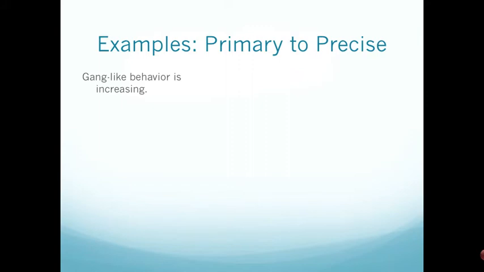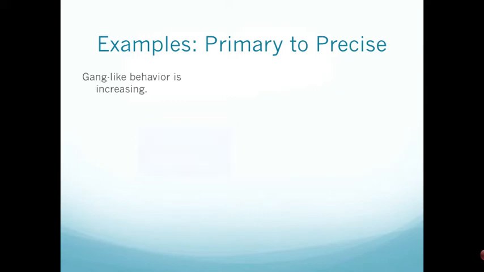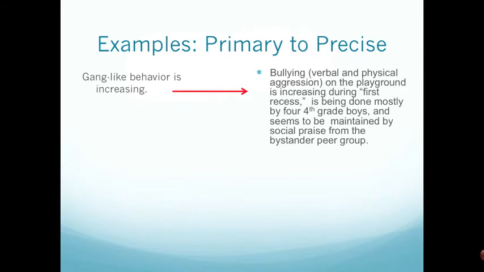Let's look at some of these statements moving from a primary statement to a more precise statement. Gang-like behavior is increasing. This is a primary statement. We don't have a lot of direction on how to implement the most suitable solutions. However, if we refine it, this gives us more direction on what solutions might be most appropriate. We now have it defined as verbal and physical aggression. It's happening on the playground. It's occurring during first recess, primarily involving 4 fourth grade boys, and it's being maintained by social praise from the bystander peer group.